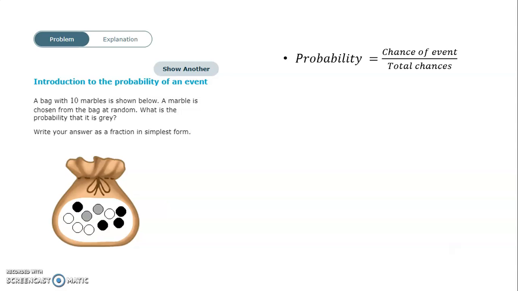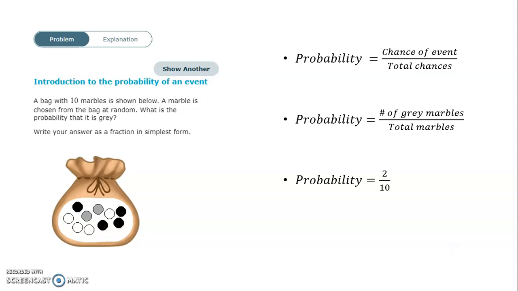Alright, so remember, probability is the chance of the event that we want happening, which is picking a gray, over the total chance. So here that will be the number of gray marbles over the total number of marbles, which of course, if you count, is 2 gray marbles out of 10. Simplifying that, we get a probability of 1/5, or if you're getting fancy, 20%.